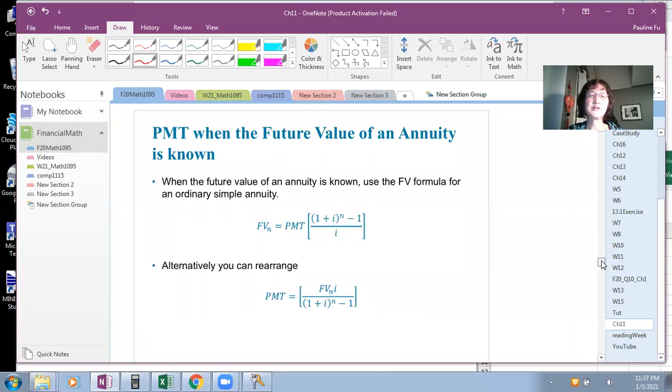So far we calculated present value for an ordinary general annuity. Next, we are going to calculate PMT when future value is given. We already know future value is equal to PMT times this bracket. With a little bit of rearrangement, we can solve for PMT equal to FV times I over 1 plus I raised to the power n minus 1. And this is the formula for calculating PMT given FV, the future value.